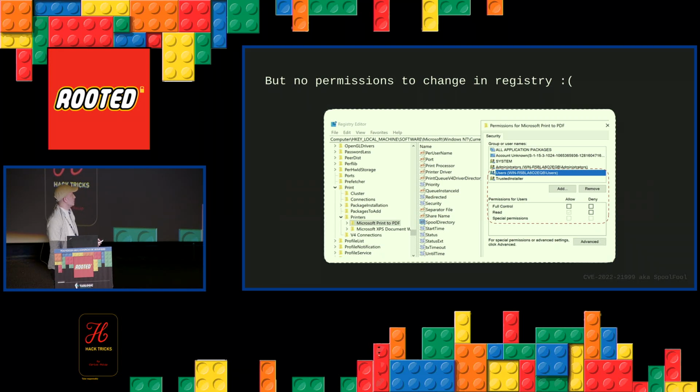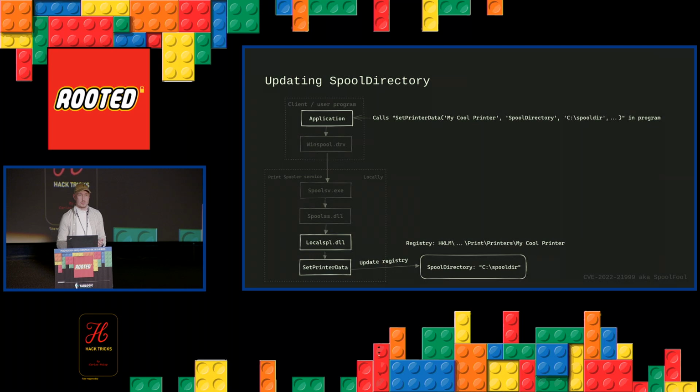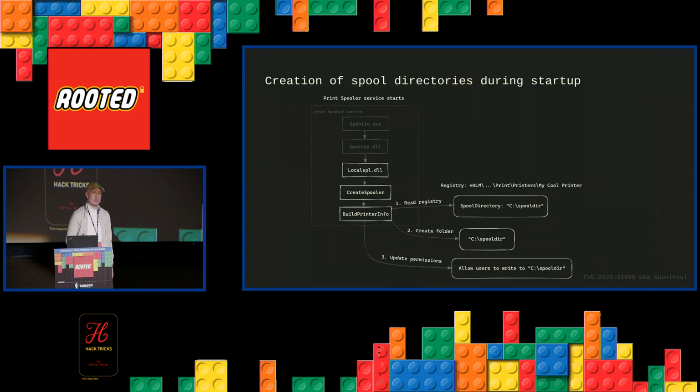But we cannot, as users, change this. We only have the read permission on the registry key value. But luckily, the print spooler has an API for actually changing all these registry key values. So even though we cannot edit the registry, we can make the print spooler operate on the registry keys for us, namely with these functions: EnumPrinterData, GetPrinterData, SetPrinterData, and DeletePrinterData. So if we want to change the spool directory, we can say SetPrinterData, my_printer. We want to set the spool directory to spooldir. And so the print spooler will actually update the registry for us. It will not create the directory yet. That will happen when the print spooler service starts up.